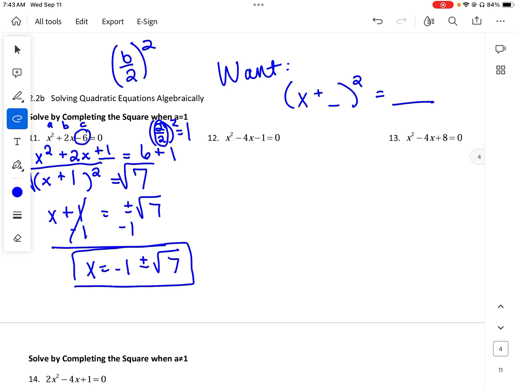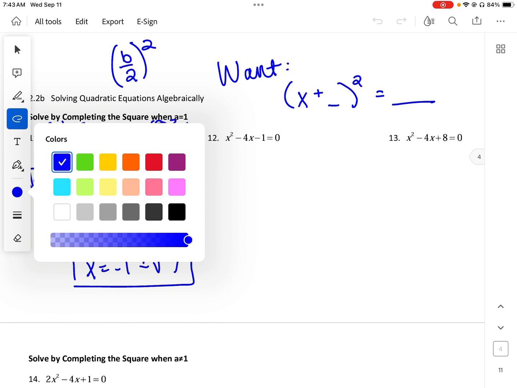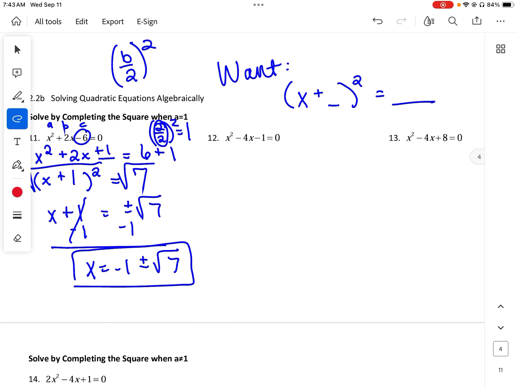Okay, so let's go to the next one. Do the same thing. I'm going to change this to x squared minus 4x. I'm going to leave a spot. I'm going to move this to the other side so it equals 1.